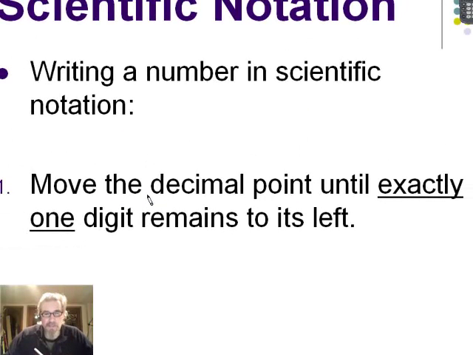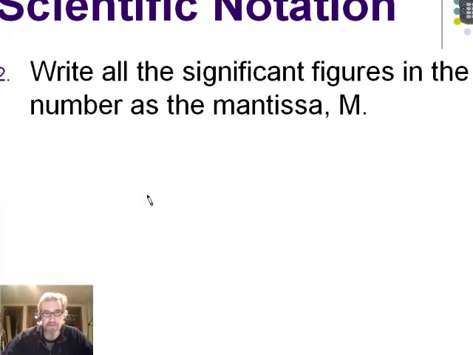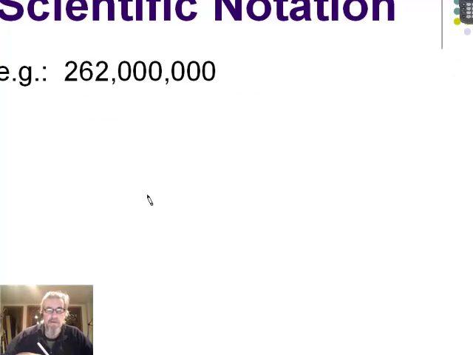So to write a number in scientific notation, you want to move the decimal point until exactly 1 digit remains to the left. And then you write down all the significant figures in the number as the mantissa. So this is something new from the last time we looked at scientific notation. The mantissa can't include any digits except significant figures. So let's take a look at this example. There's an implied decimal point there.